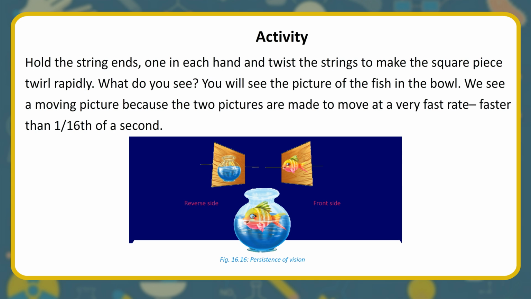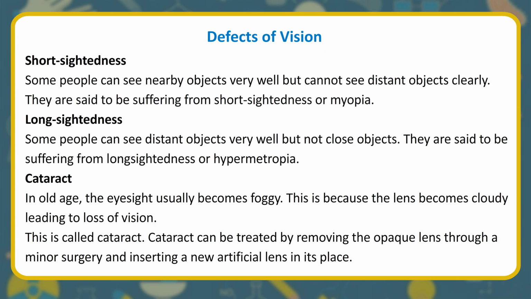What do you see? You will see the picture of the fish in the bowl. We see a moving picture because the 2 pictures are made to move at a very fast rate, faster than 1/16th of a second. Persistence of vision. Reverse side. Front side. Defects of vision.